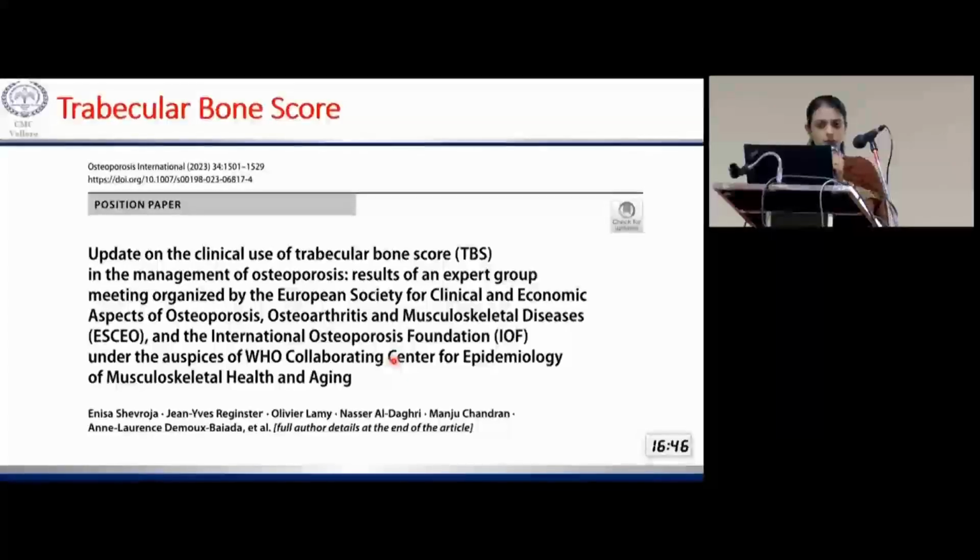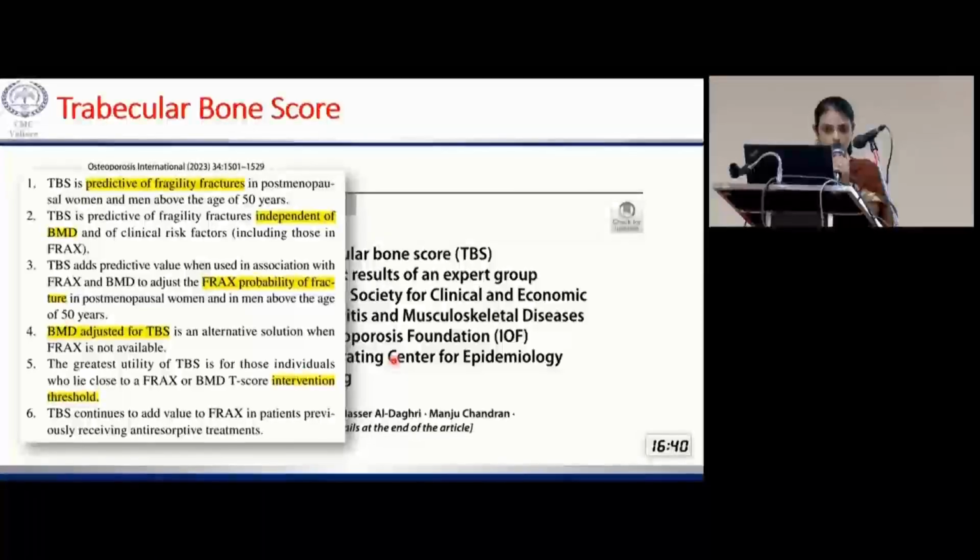So now there is a position statement on the utility and the use of trabecular bone score, based on the premise that TBS is predictive of fragility fractures irrespective of BMD, and it does add value when you use the FRAX algorithm. When FRAX is not available, you can adjust BMD for TBS, and I will come to that.